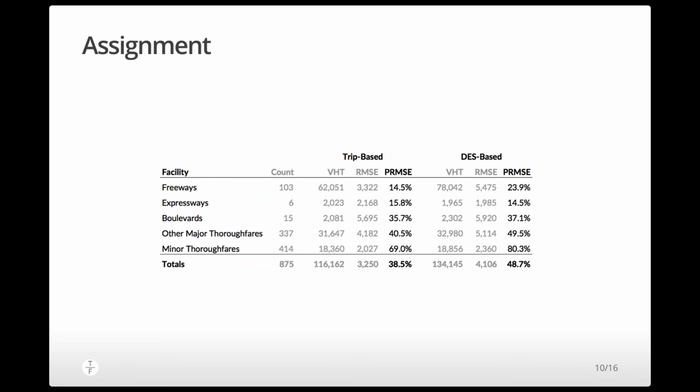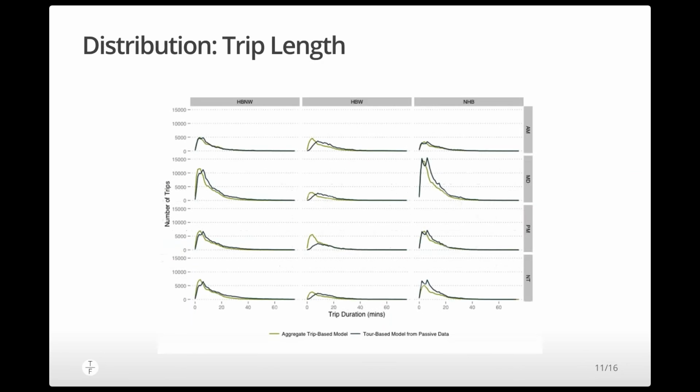Another way we wanted to look at this is to stack up the trip length frequency distributions. So we took the 9 tour purposes in our model, as well as the 6 trip purposes in the trip-based model, and we collapsed them down to these 3 very basic trip types that you see across the top of the chart here. And we did it for the 4 periods that are defined in the trip-based model. And as you can see, the curves are really similar.